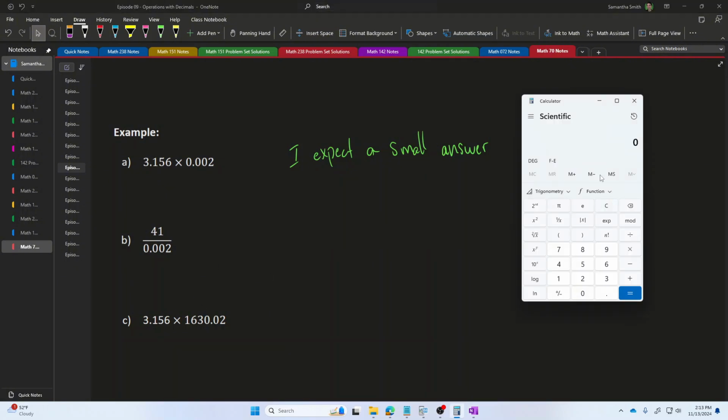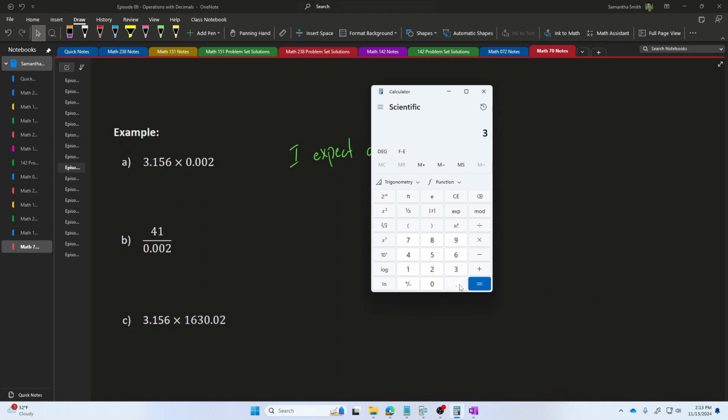So let's type this into the calculator. 3.156 times 0.002. And sure enough, I've gotten an answer that is really quite small. My first actual digit is here in the thousandths position. So this is a really, really small value.